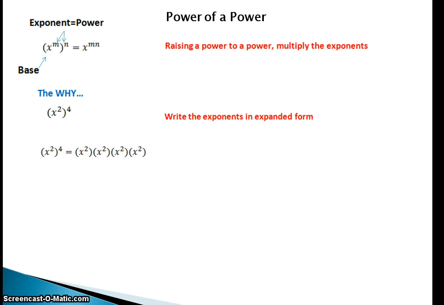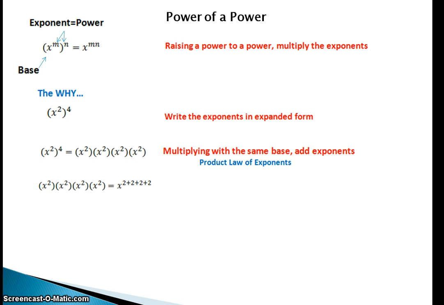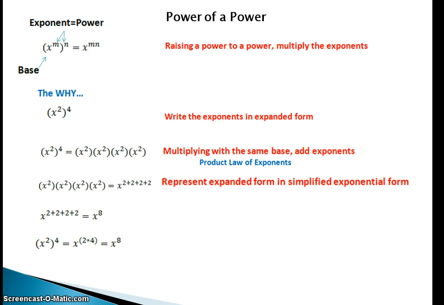And if we have that, then we can apply the product rule of exponents, the product law, and we can add all of those exponents of 2 together. And when we do that, we end up with x to the 8th power. So you can see, in fact, that x to the 2nd power, all raised to the 4th power, is x to the 2 times 4 power, or x to the 8th power. That is the power of a power law of exponents.